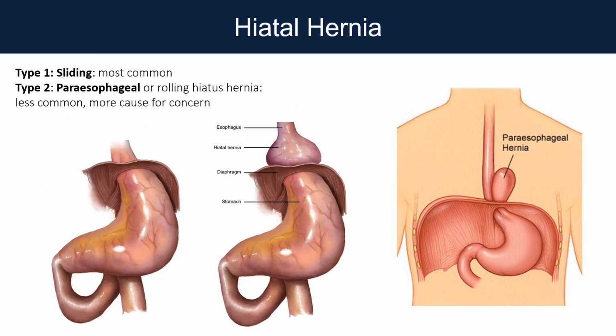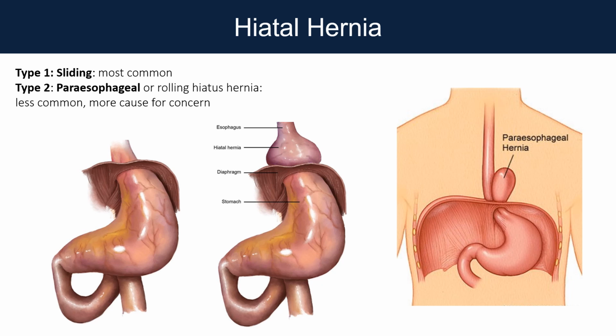There are two types of hiatal hernias, type 1 and type 2. Type 1 is the sliding kind, and it's the most common. When you lie down, the position and gravity let that part of the stomach slide through the weak diaphragm muscle wall. But once the patient is vertical, it slides back down into place.